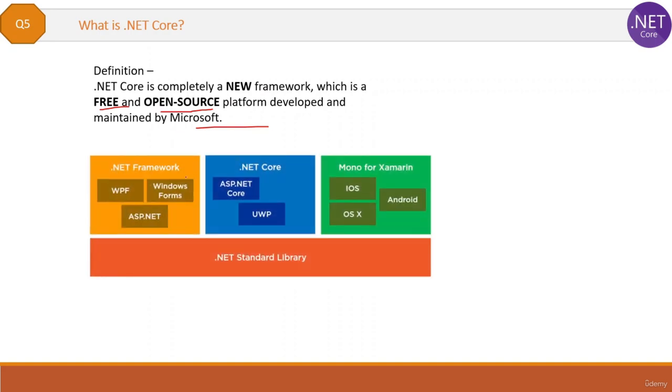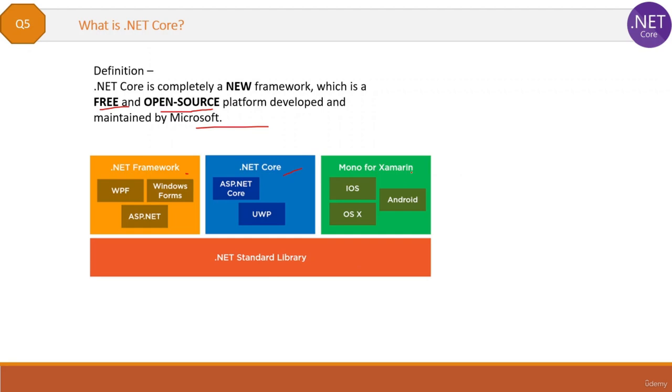Now let's see the diagram here. Here you can see .NET Framework and .NET Core are two different frameworks. They are completely two different frameworks. They might have some similarities in their working, but they are not the same. For example, if in your system or machine you have .NET Framework installed, then in order to run a .NET Core based application, you have to also install the .NET Core framework separately. Then only the .NET Core application will work. Otherwise, it will not work.